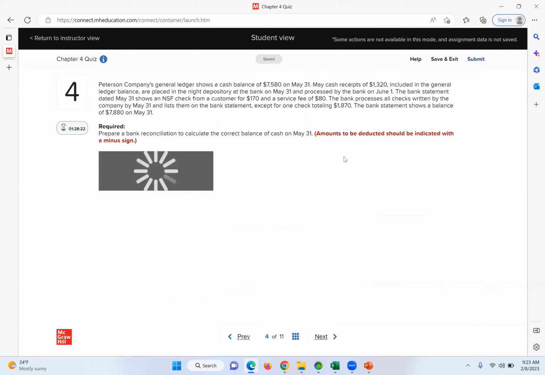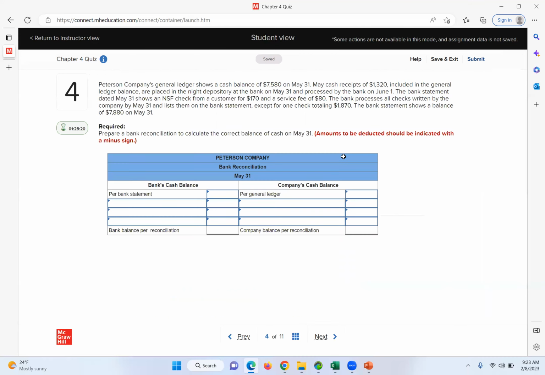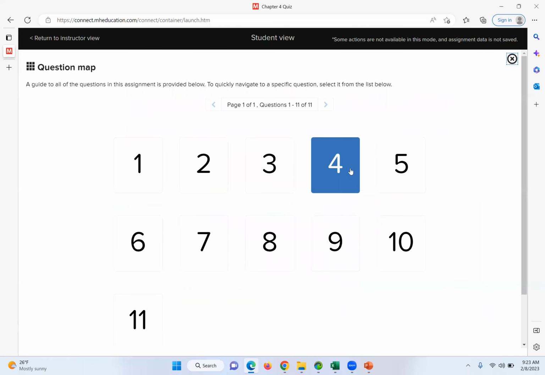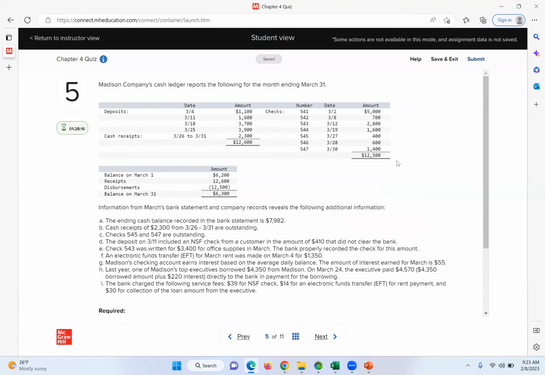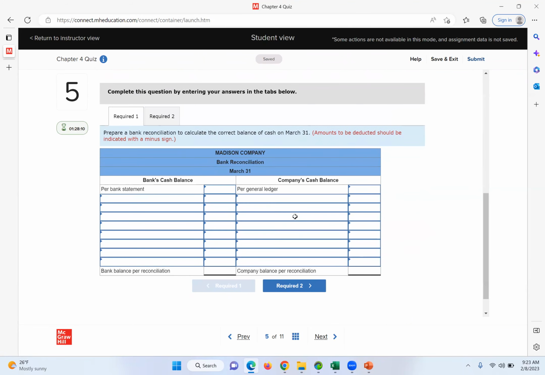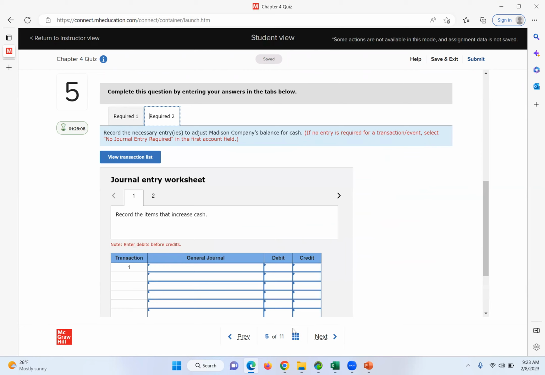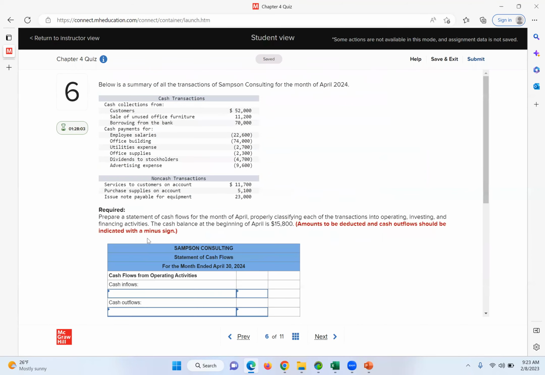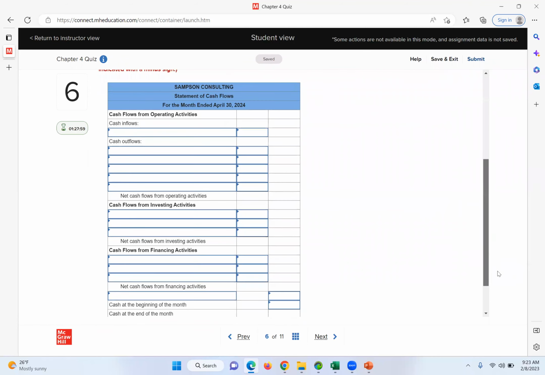Next, a bank reconciliation. Next, another bank reconciliation, along with journal entries, and a statement of cash flows you'll need to do.